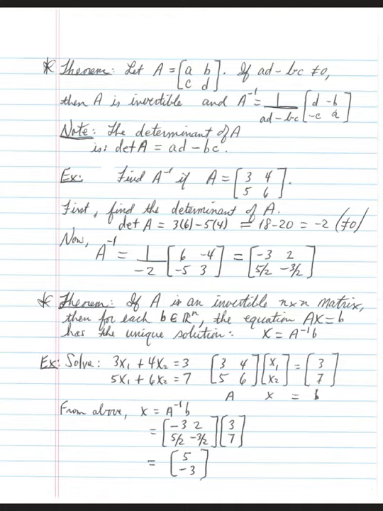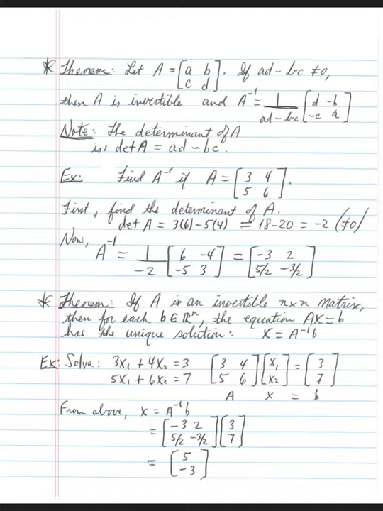1 over the determinant. Change places on your main diagonal, so 3 and 6 swap places. 4 and 5 each get negated. Now, if the original number is negative, when you negate, you'd get a positive. So you swap and negate. And then if you were to multiply all 4 entries by negative 1/2, you would get negative 3, 2, 5 halves because of the 2 negatives, and negative 3 halves.